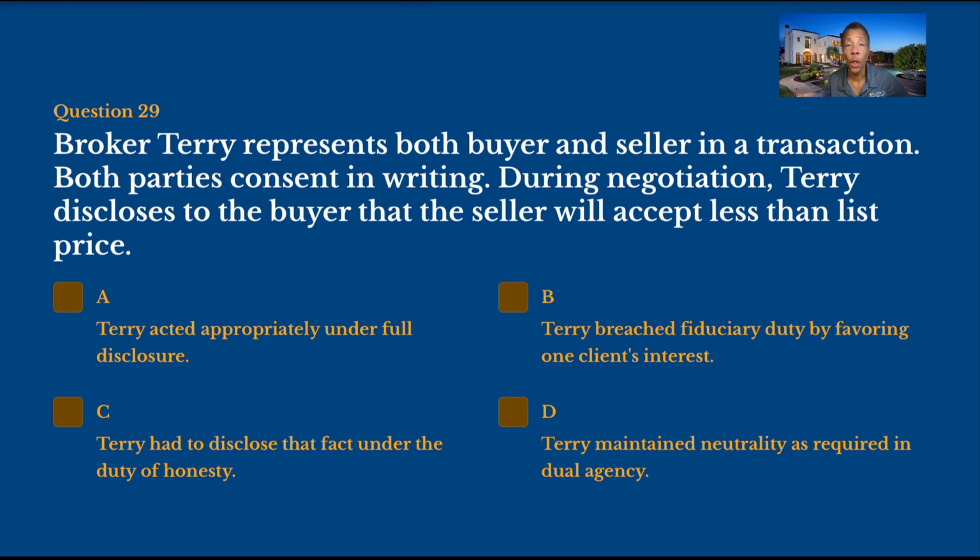Under dual agency, you're going to make certain disclosures, but there are certain disclosures that you're not going to make. For example, the seller is going to take less than that price, right? The seller's having financial difficulty, so offer them less. No, you kind of have to maintain almost like this type of neutrality where you're not doing anything over this person or over this person, or for the benefit of this person or for the benefit of that person. B clearly says, by favoring one client's interest, and by them telling that the seller will accept less, they're clearly favoring the buyer over the seller.